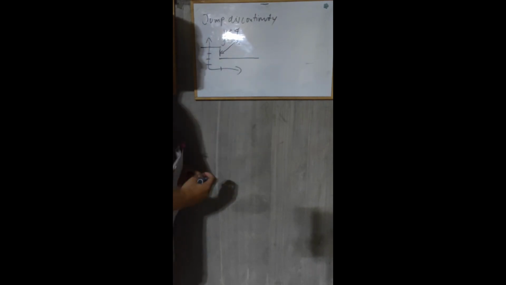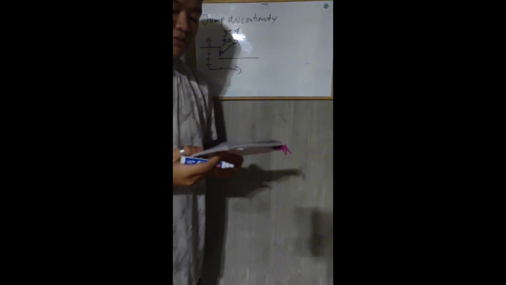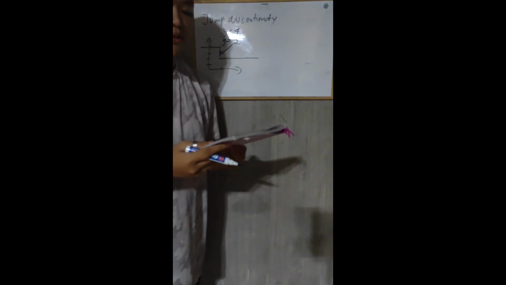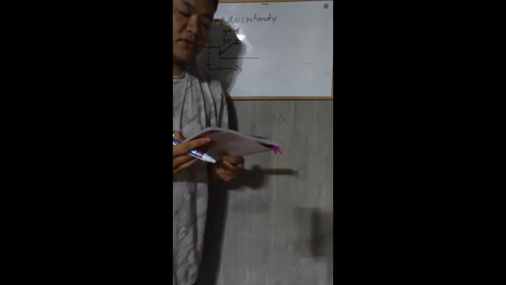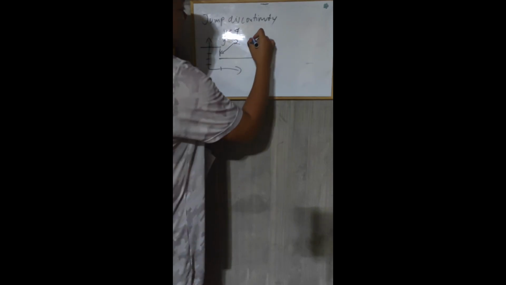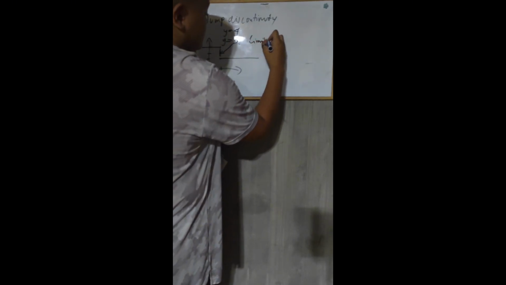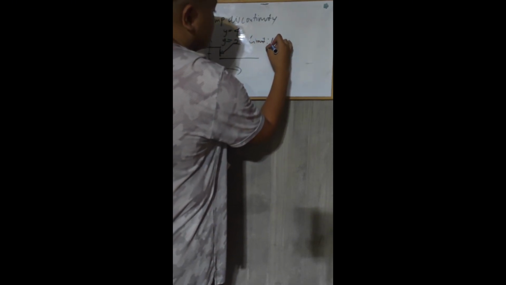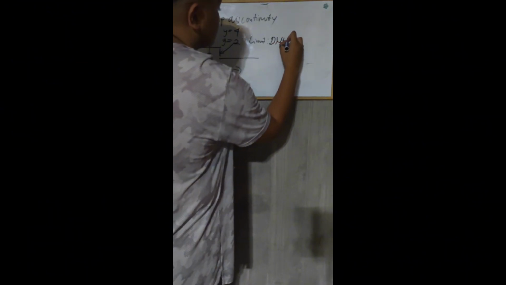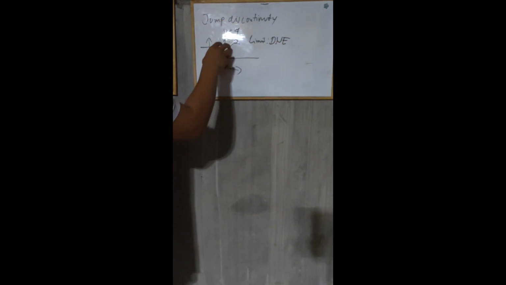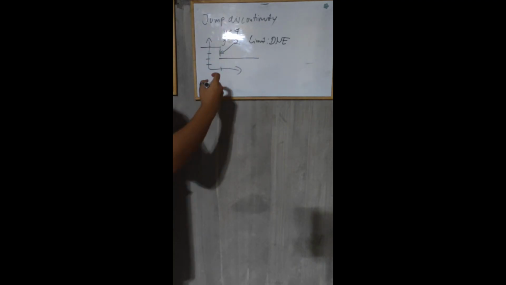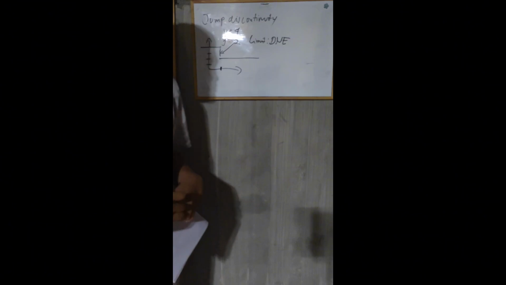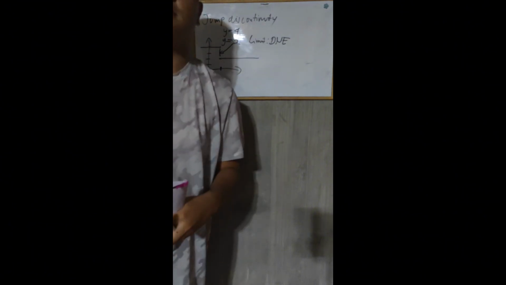Since they're different, it's not something you can get a limit on. So the limit does not exist, because they have different y values at this x value right here. That's pretty much what jump discontinuities are. And then let's move on.